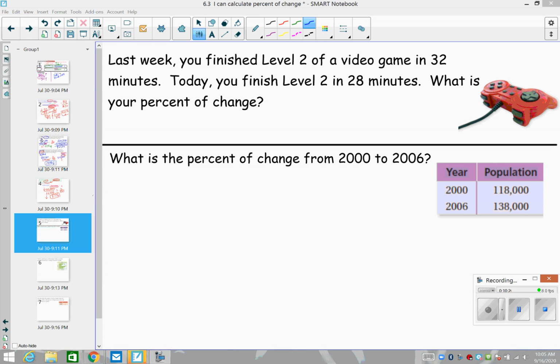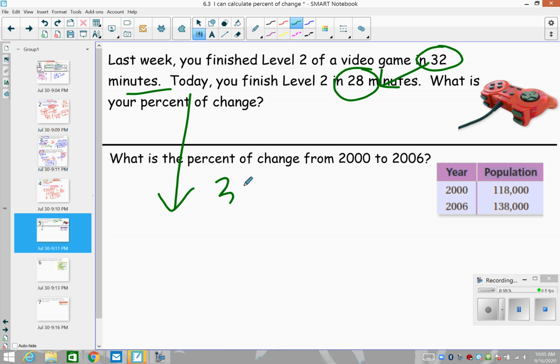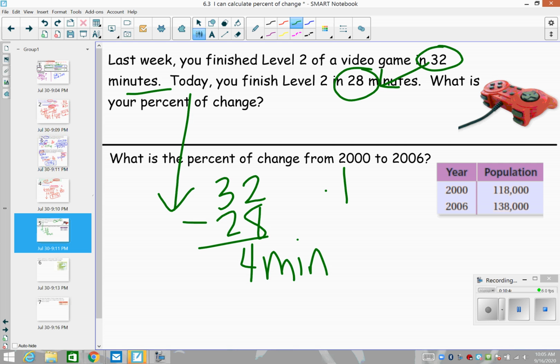Last week you finished level 2 of a video game in 32 minutes. Today you finished level 2 in 28 minutes. So the same level, there's a change that happened. Because of space, I'm going to write down here. 32 minutes was your old rate. 28 minutes is your new rate. So there's a change in your rate by 4 minutes. You had a decrease of 4 minutes.